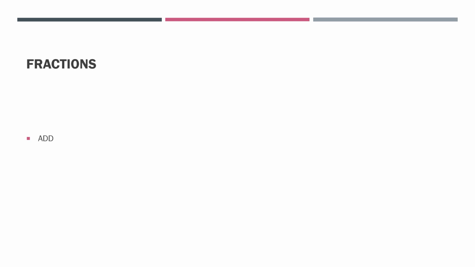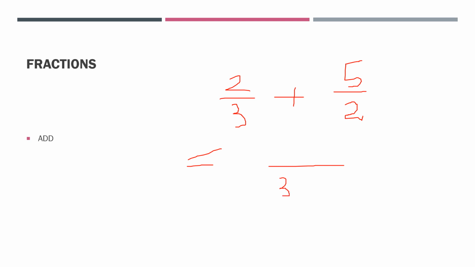Let's say, for example, we have 2 over 3 plus 5 over 2. So what are we going to do? The first thing that we do is multiply the denominators, and we keep that product as the denominator of our answer. It is going to be 3 multiplied by 2. Okay, so this is our first step.